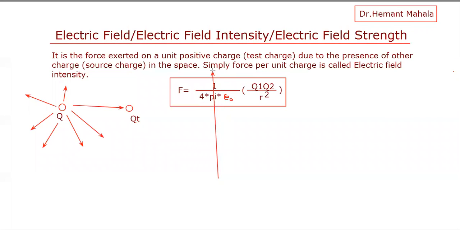As per the second definition, simply force per unit charge is called electric field intensity. So electric field intensity E is equal to force in the numerator, the Coulomb force, by the unit test charge, F by Qt. Now we can do one thing. In this formula, let us take Q1 as the source charge and Q2 as the test charge Qt. The original charge, meaning the charge which is exerting force, as Q1 and Qt as the test charge.